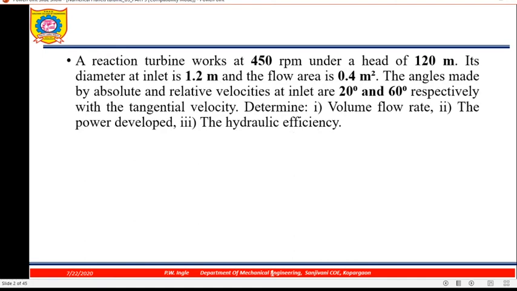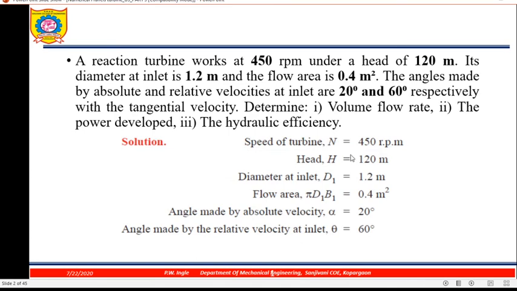So today again we'll solve some more numericals on reaction turbine or Francis turbine. A reaction turbine works at 450 rpm under the head of 120 meter. Its diameter at inlet is 1.2 meter, and the flow area is 0.4 meter square. The angles made by absolute and relative velocities at inlet are 20 degree and 60 degree respectively with the tangential velocity. Calculate volume flow rate, power developed, and hydraulic efficiency.